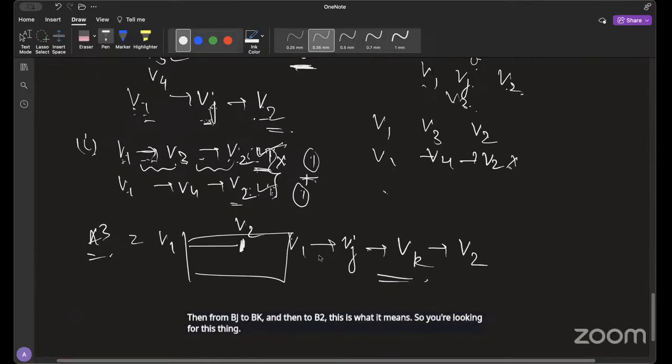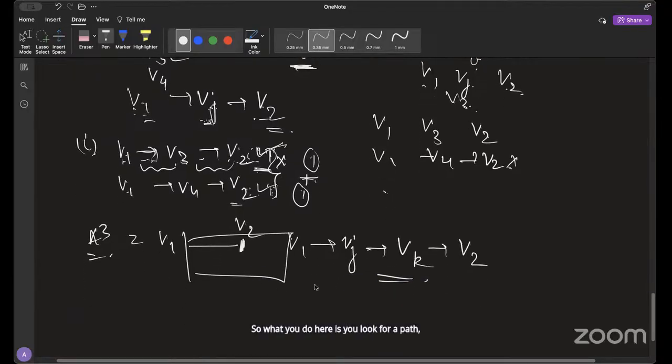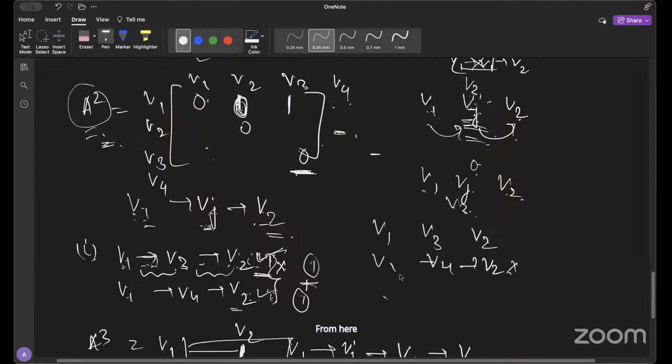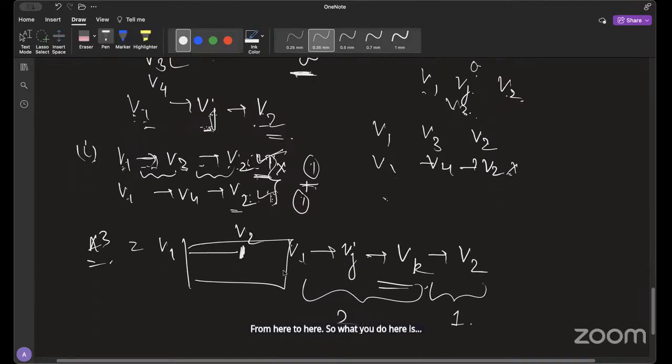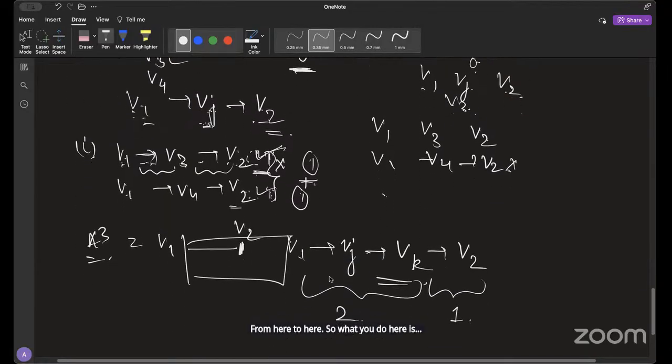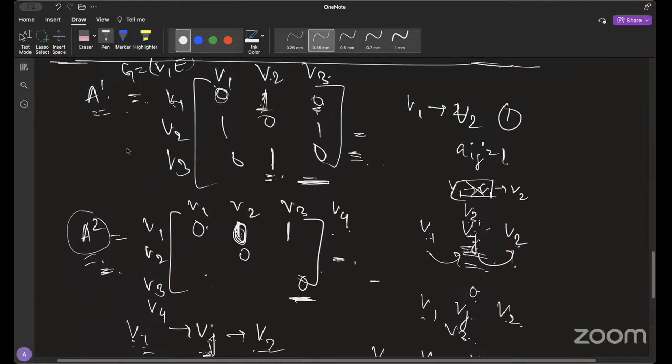So what you do here is you look for a path of length 2. This is a path of length 2 from V1 to Vk. And then you look for a path of length 1, which is basically just an edge from here to here. So what you do here is, now you will consider these two graphs.